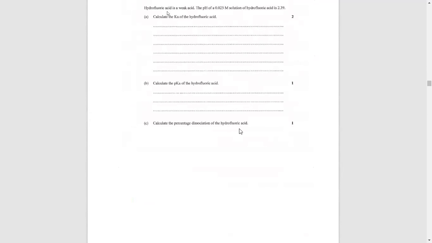Because it is going to have an equilibrium involved. Okay. So we've got hydrofluoric acid is a weak acid, hence it means it's an equilibrium. The pH of a 0.025 molarity solution of hydrofluoric acid is 2.39. Now, you want to calculate the Ka. So we need to firstly understand that HF partially dissociates to H plus and F minus. Now the Ka is, of course, the concentration of H plus times F minus, all over the concentration of HF.